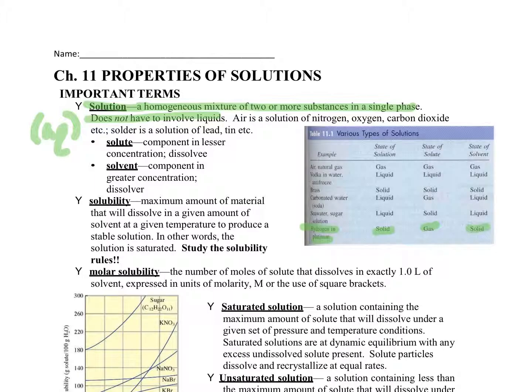So how are we going to define solute and solvent? Well, it's just going to be by the amount present. A solute is whatever we have less of. Okay? Therefore, it is going to be the thing that is dissolved, or the dissolvee. Solvent is in greater concentration, it is the dissolver.